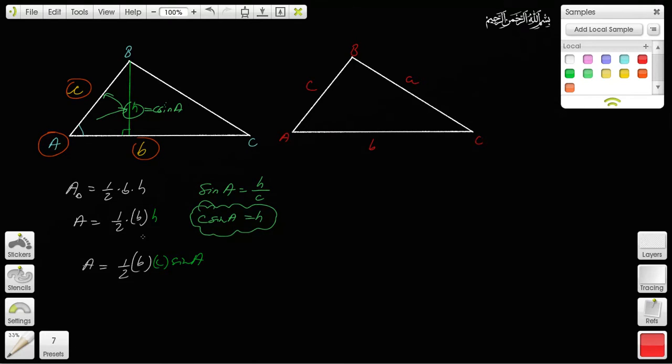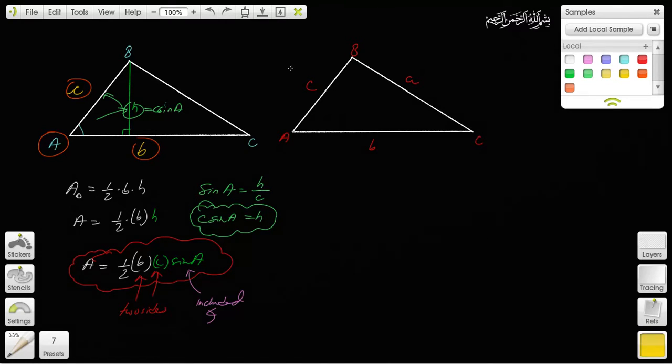So all we did here is develop a formula where you have two sides. Now these two sides could be any two sides, but the angle is critical, and this angle has to be the included angle. So if you're given an included angle and two sides, you can find the area of the triangle with this formula: 1/2 b, one of the sides, times the other side, and the sine of the included angle. So that's one formula.